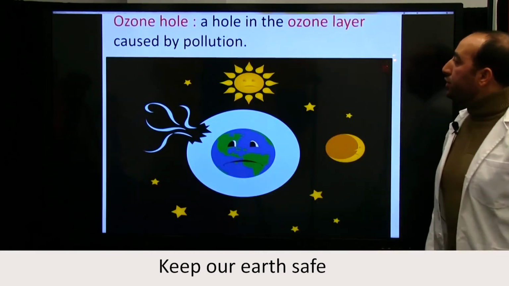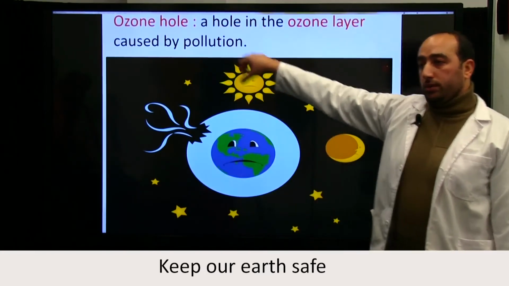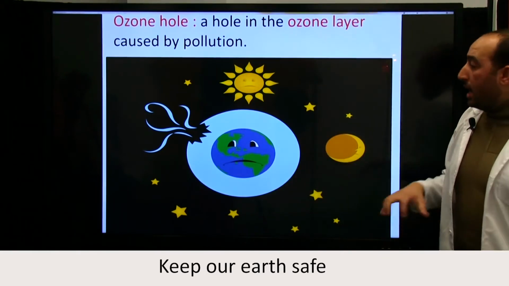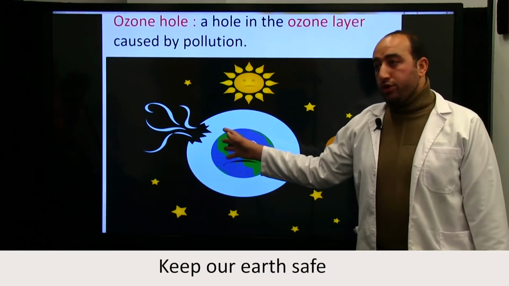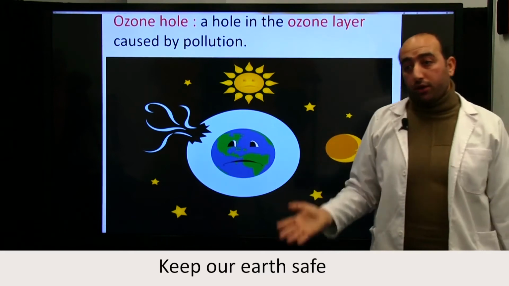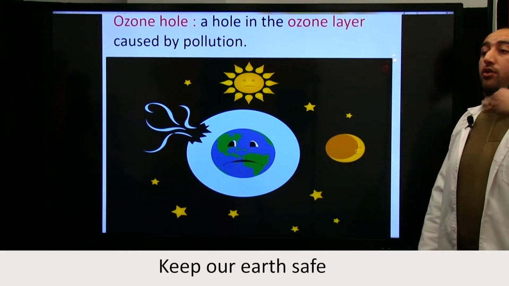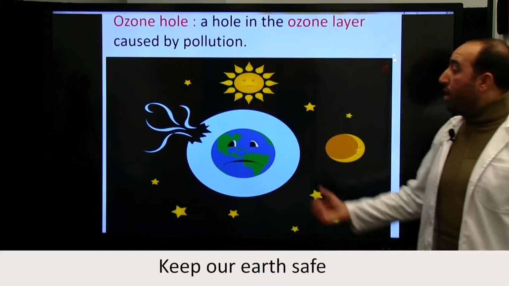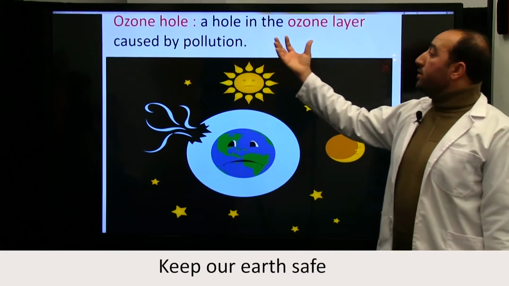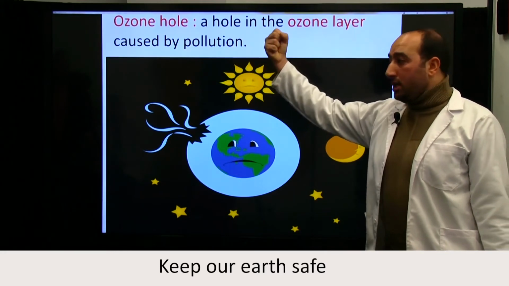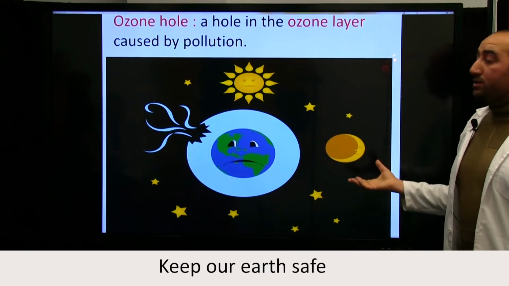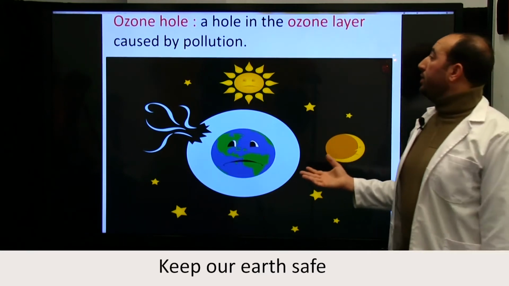The second thing is the ozone hole. The earth is covered by some layers, and one of the layers is the ozone. And the ozone layer protects humans and other creatures from ultraviolet radiation. So when there is a hole in the ozone layer, it is a problem because the ultraviolet radiation will come to our planet, and this may cause a real danger.